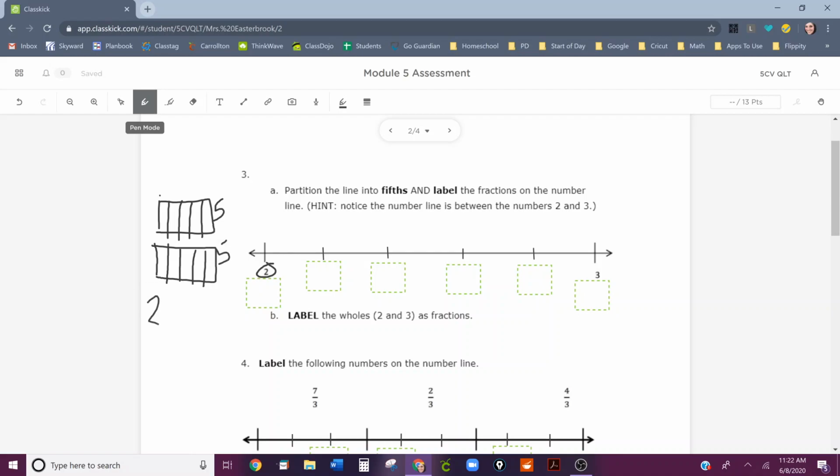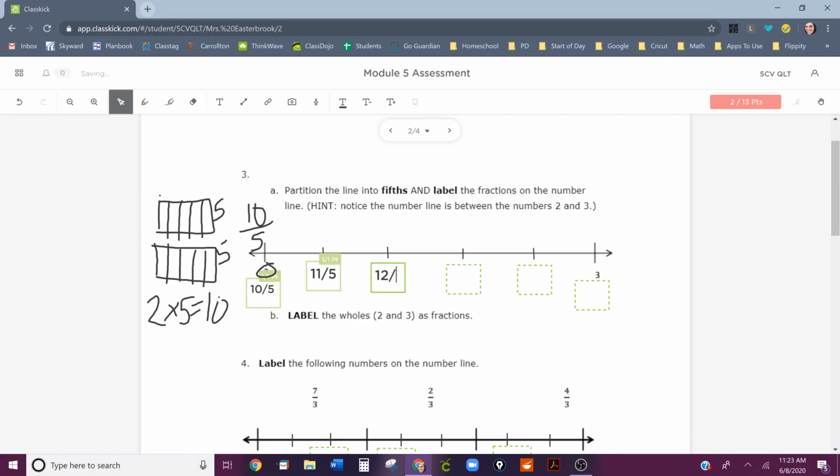So that's kind of like our multiplication. 2 groups of 5 equals 10. So that means that 2 wholes will really be the same as 10 pieces broken into fifths. So in my blank here, I'm going to put 10 fifths. And then I just start counting up, because the next line I'll have 11 fifths. And then I'll have 12 fifths. And then 13 fifths. 14 fifths. And 15 fifths.